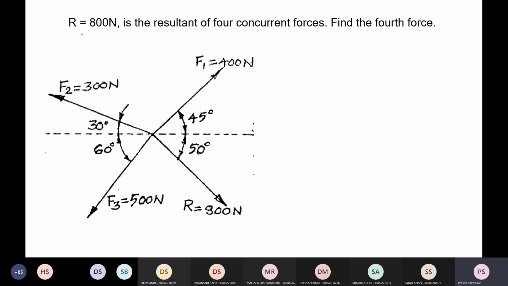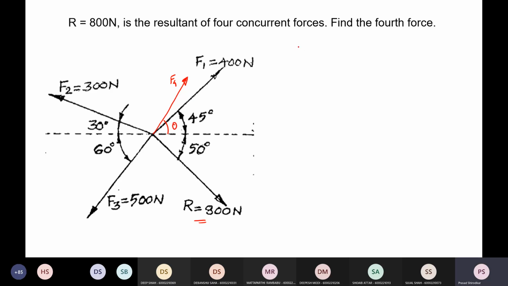R is equal to 800 newtons is the resultant of the four concurrent forces. So this is the resultant which is given. Find the fourth force. So here they have asked you to find the fourth force. So let's call these F1, F2, F3, and F4, and let's assume that this is in the first quadrant. We don't know exactly where it is, and it makes an angle.